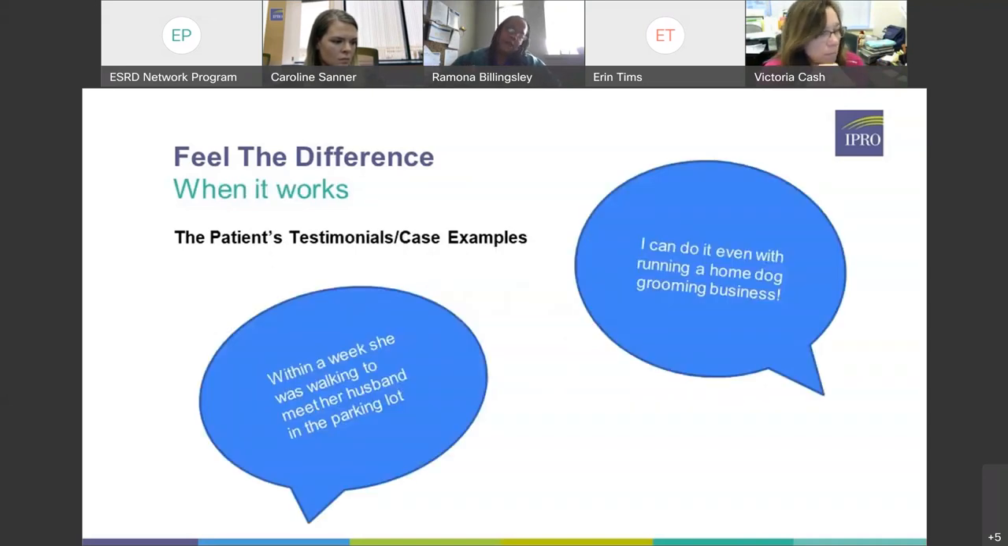So I already talked about the first patient. The second patient, we didn't think she would be a good candidate. Honest to goodness, we didn't think she would be a good candidate. There were some issues with hygiene and cleanliness, as far as the whole dog grooming business in the house.